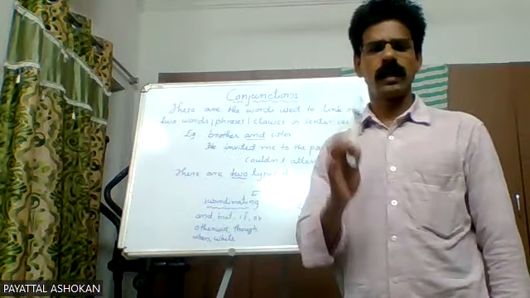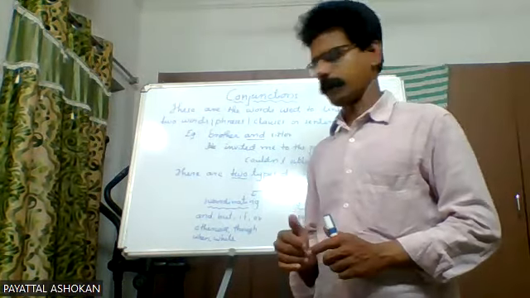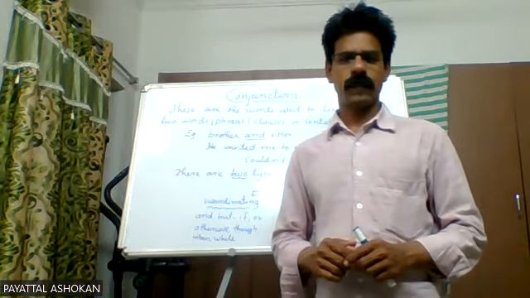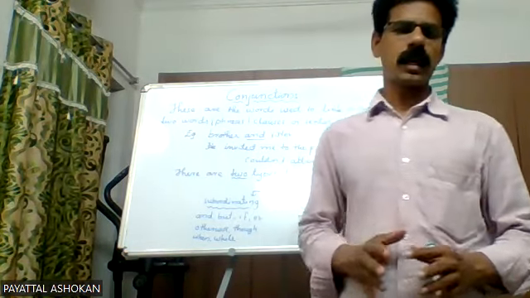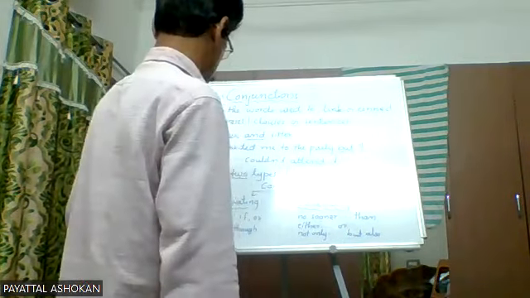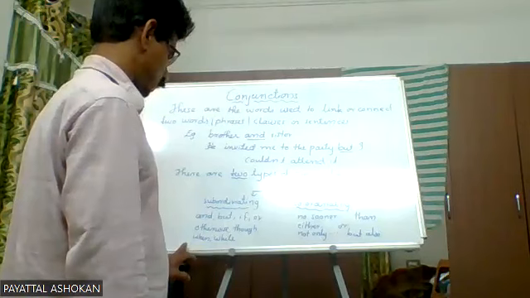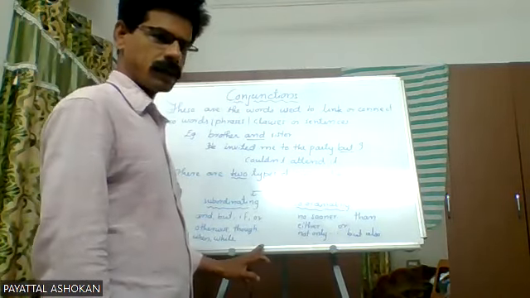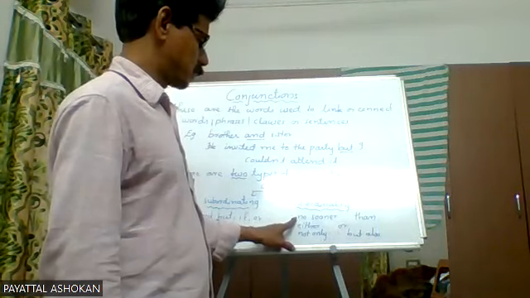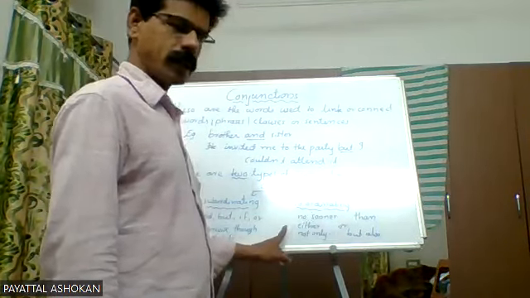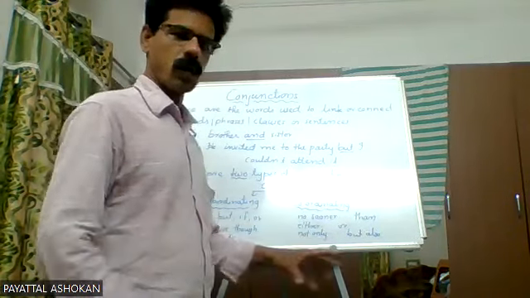So here we can find that in English, there are two types of conjunctions. What are they? One is subordinating conjunctions. The second type is coordinating conjunctions. Subordinating conjunctions examples are and, but, if, or, otherwise, though, although, even though, when, why, where, that, etc. What about coordinating conjunctions? Coordinating conjunctions are no sooner than, either or, neither nor, not only but also. These kinds of conjunctions are called coordinating conjunctions.